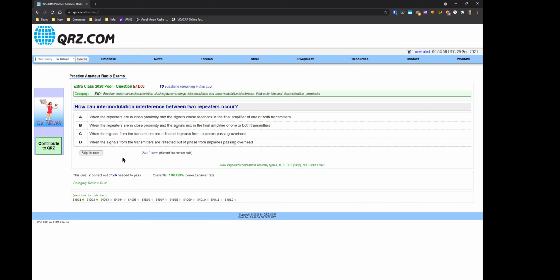How can intermodulation interference between two repeaters occur? It doesn't have anything to do with airplanes. Okay, so they're going to be in close proximity. Yeah, I think it's B. And they're going to mix in the final amplifier.